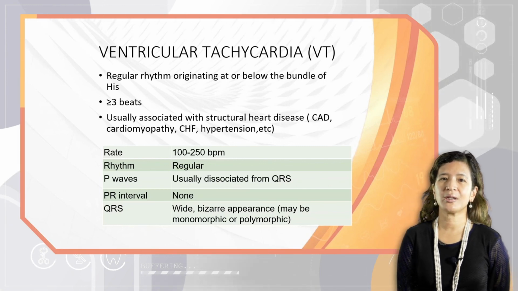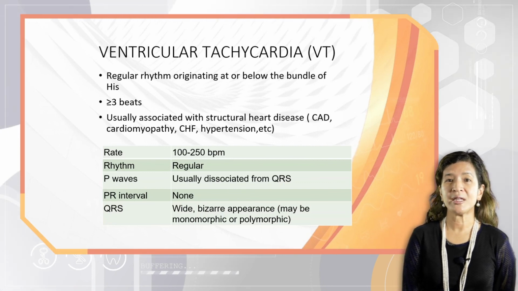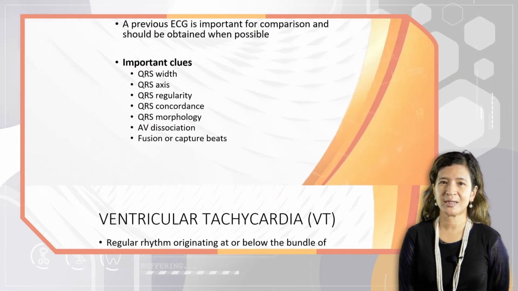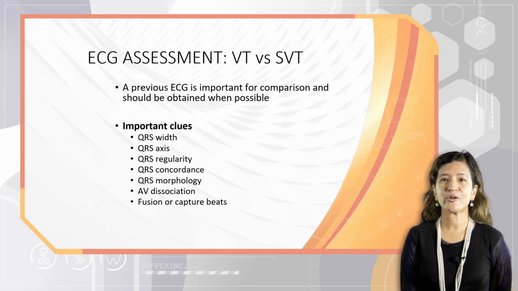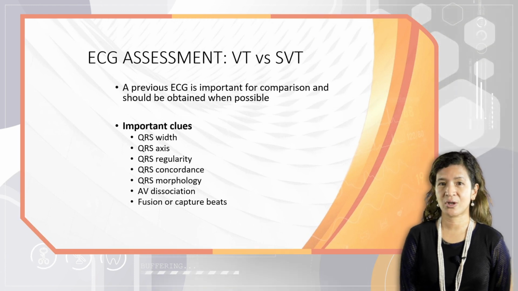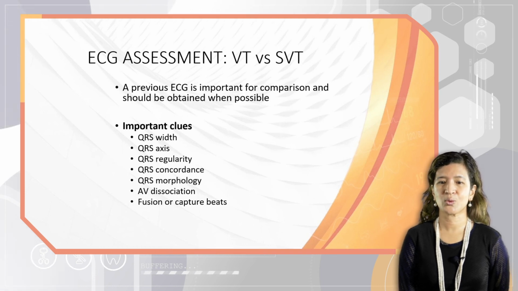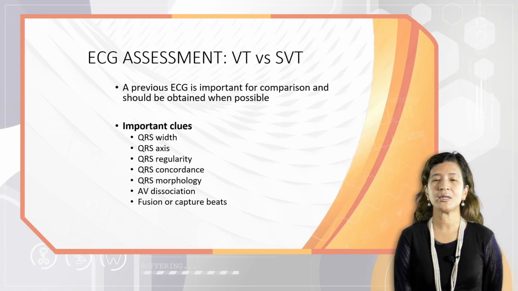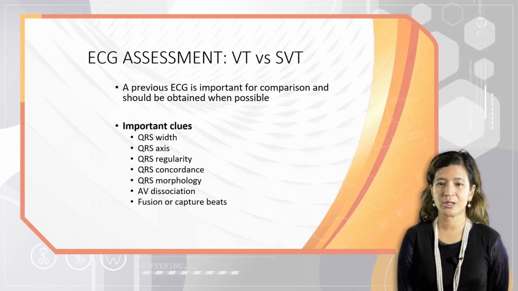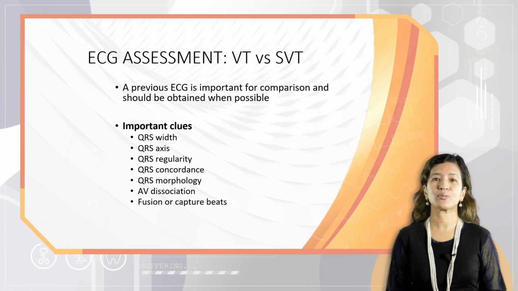Commonly, there is the so-called AV dissociation, and the QRSs may appear wide and bizarre. Now, these are the commonly cited features that may help differentiate ventricular tachycardia from supraventricular tachycardia with aberrancy. The clues may include QRS width, axis, regularity, presence or absence of concordance, the QRS morphology criteria, the presence of AV dissociation, and fusion or capture beats.